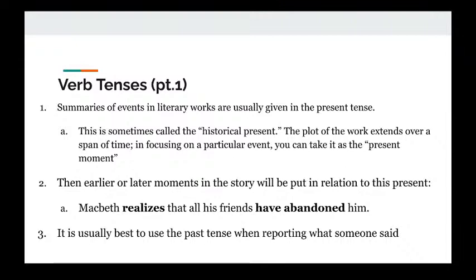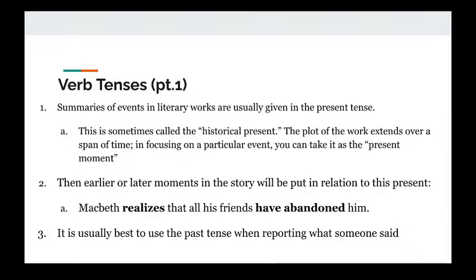So rule number 2, earlier or later moments in the story will be put in relation to this present. And we're saying this present because, again, in rule number 1, summaries of events in literary works are usually given in the present tense. So Macbeth realizes, which is the present, that all of his friends have abandoned him, which is the past perfect.